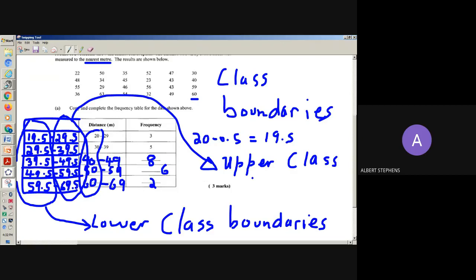No, let me ask a question. If you were to draw a histogram, right? Remember, a histogram is we have rectangular bars, right? So we have 20 to 29, and after the 29 we have 30. There's going to be a gap.